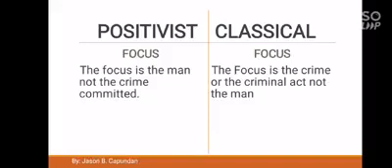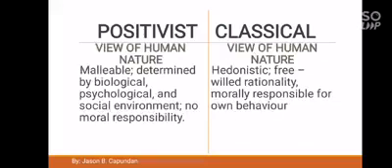As for focus, the positivist theory's focus is the man, not the crime committed. However, the classical theory's focus is the crime or the criminal act and not the criminal. Positivist theory views human nature as malleable, determined by biological, psychological, and social environment, with no moral responsibility. And the classical theory views human nature as hedonistic, free-willed, rational, and morally responsible for their own actions.